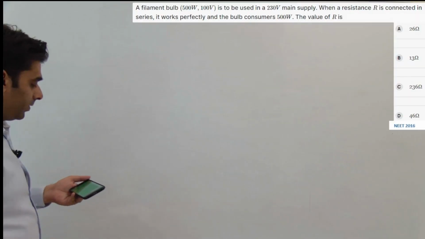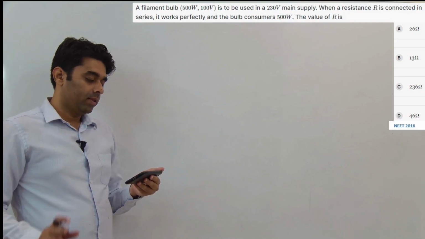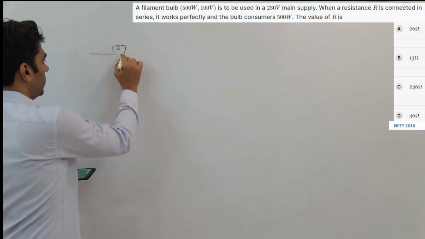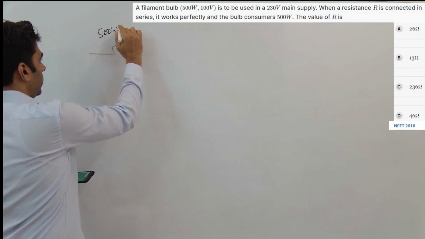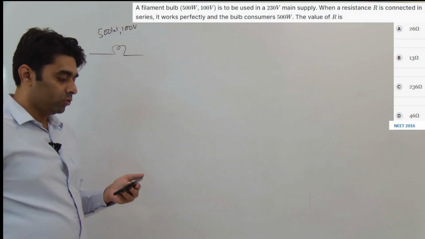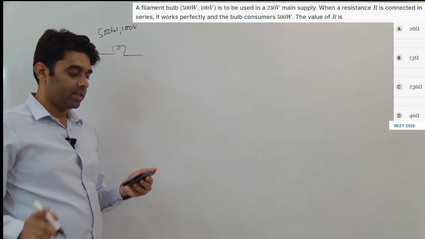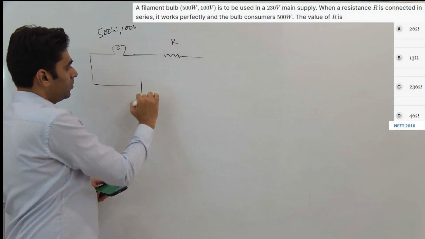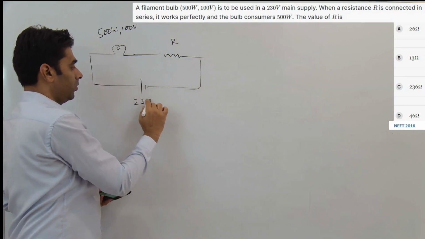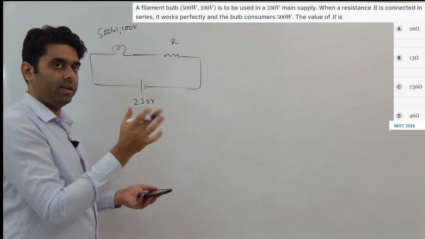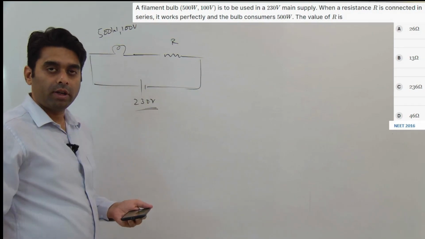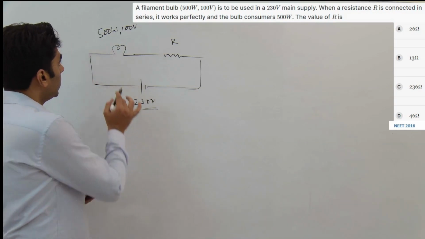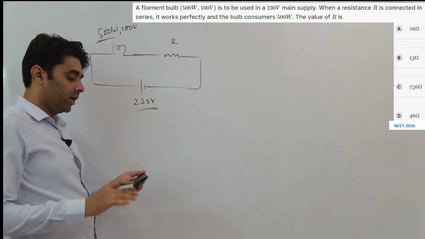So the question we have is a filament bulb, the rating for which is given as 500 watt, 100 volt. Fine, a filament bulb 500 watt, 100 volt is used in a 230 volt main supply when a resistance R is connected in series. It may be AC or it may be DC, but we have to consider 230 volt as the value of the potential difference. And the bulb consumes 500 watt. The value of R is?